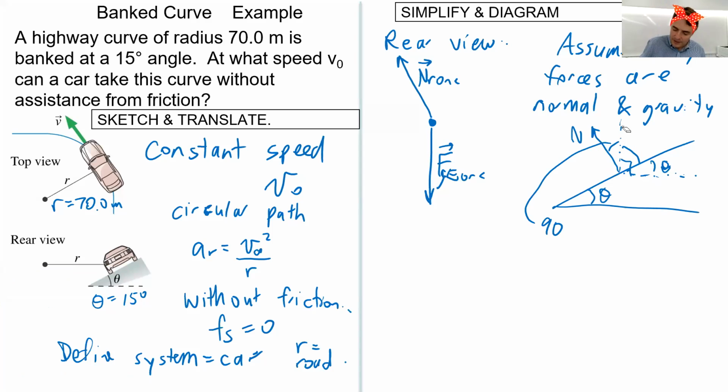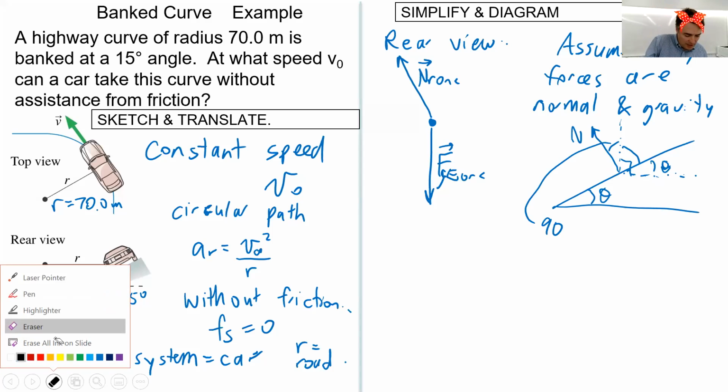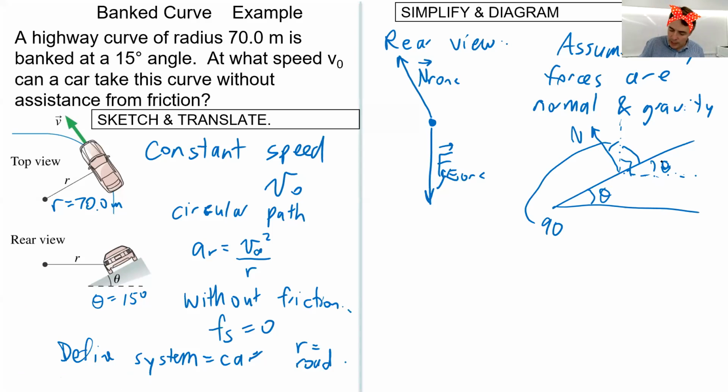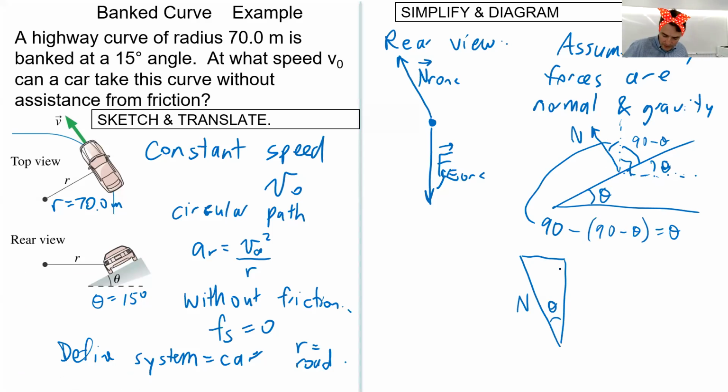Slow down. If it's 90 degrees between these dashed lines, and this is theta, then this is 90 minus theta, right? And then this one, since it's perpendicular to the slope, that's 90 minus 90 minus theta. So that's equal to theta. So when I decompose the normal force, this angle right here is theta.